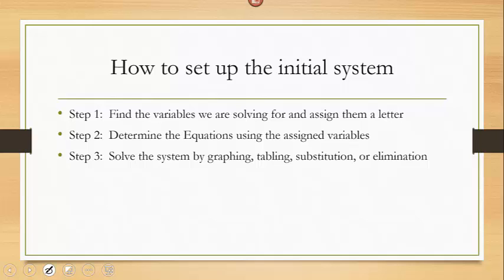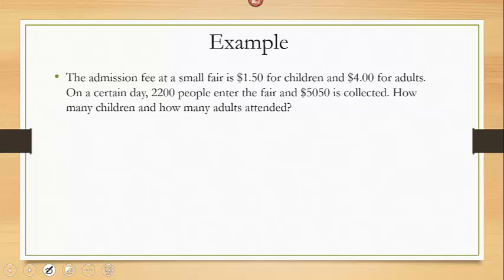Pretty straightforward. Our first example is pretty simple, I think. The admission fee at a small fair is $1.50 for children, $4 for adults. On a certain day, 2,200 people enter the fair, and $5,050 is collected. How many children and how many adults have attended?